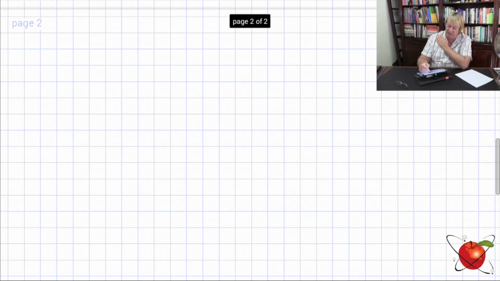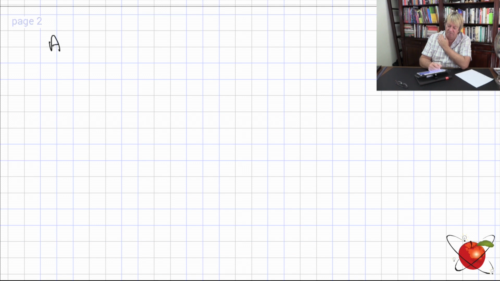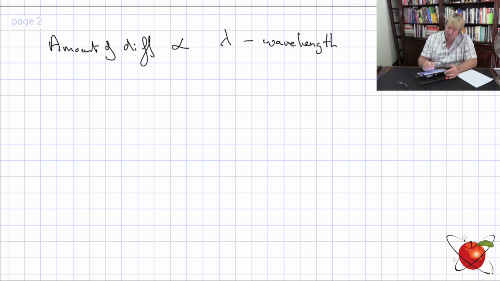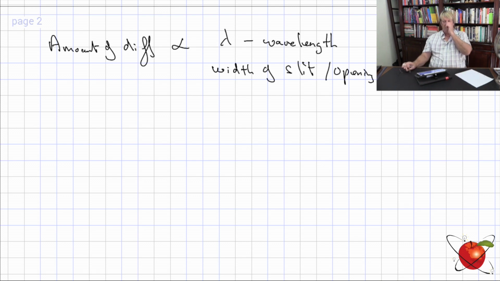Remember we said before, the amount of diffraction was proportional to the wavelength, lambda, and it was also proportional to the width of the slit or the opening. That's what we said. We didn't quantify it previously. What we now need to do is quantify this. How much can we do it?